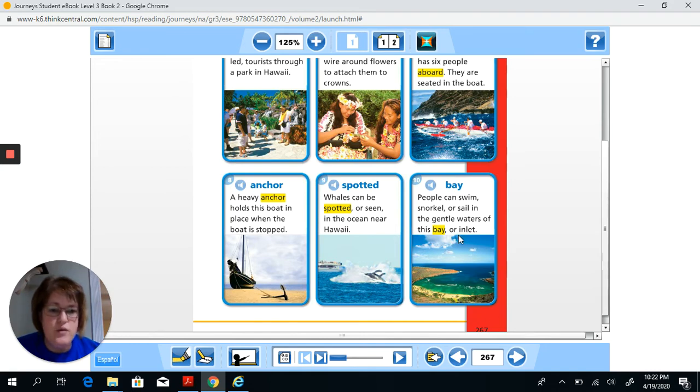And if you'll notice that word in as part of inlet, in can mean into something. So an inlet area is an area that kind of goes into the land. So these would be calm waters that you would see in a bay. A bay area has land partially around it.